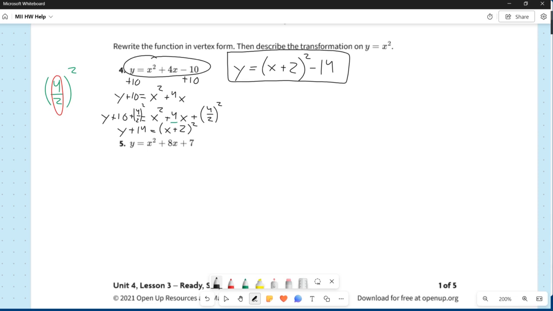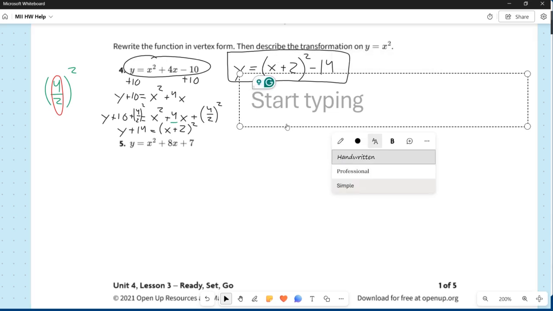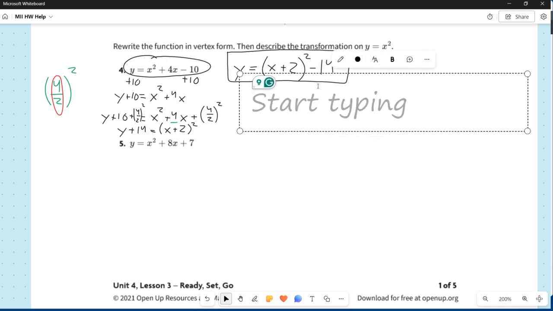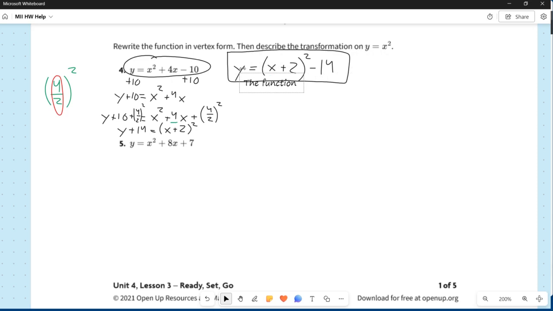Now, the other part of this question is description. So for number 4, the function, go ahead and change the size here.